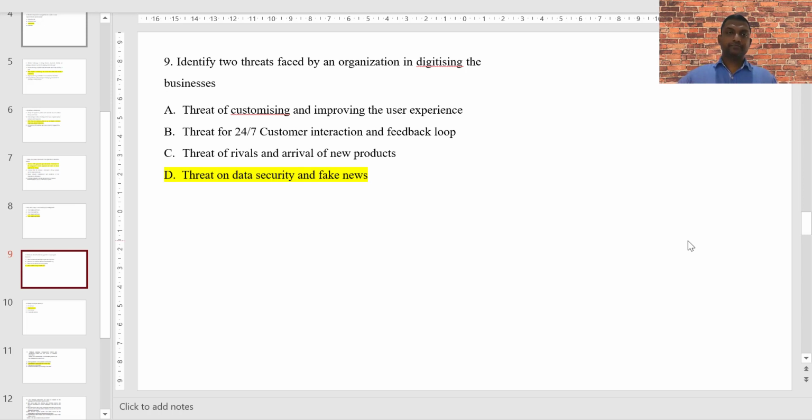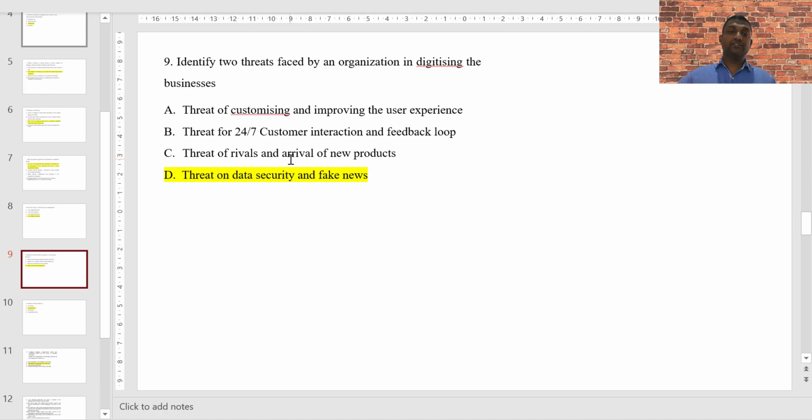So the answer A, threat of customizing and improving the user experience, it's actually not a threat. Being able to customize and improve the user experience is a benefit which we get when digitizing a business. And also being able to have a good interaction with the customers and having a mechanism to get their feedback 24/7 all throughout the day, being able to get the customers to interact and give you feedback is again a benefit of digitizing a business, right?